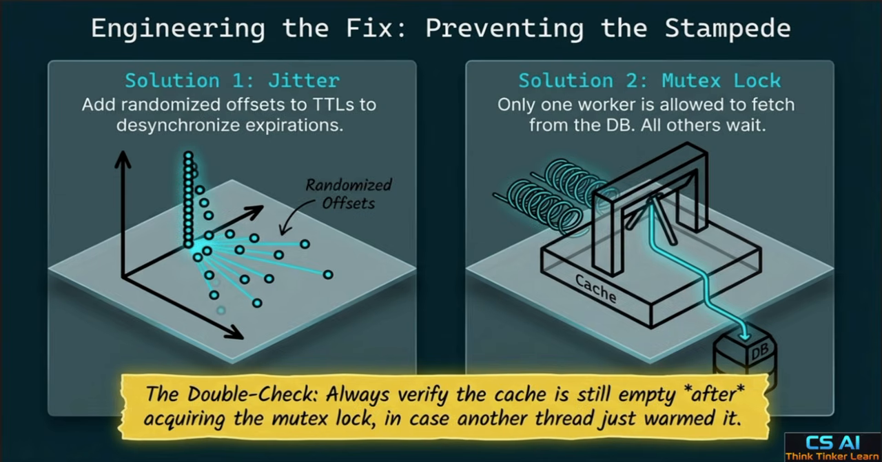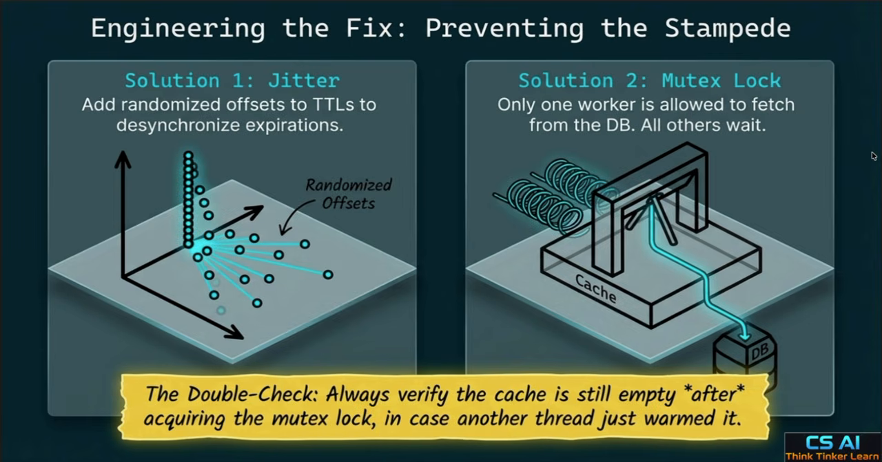So how do we fix the stampede? We have two primary engineering tactics. The first is jitter. We add a randomized offset to our TTLs. This ensures that cache expirations are staggered rather than all hitting at once. The second is the mutex lock. We ensure only one worker is allowed to fetch from the database while others wait.